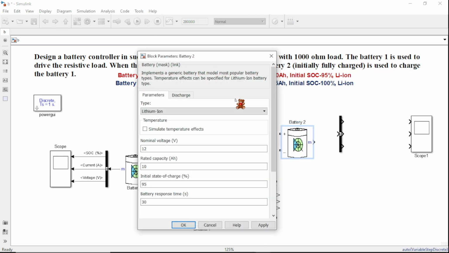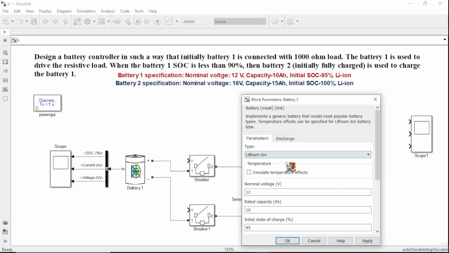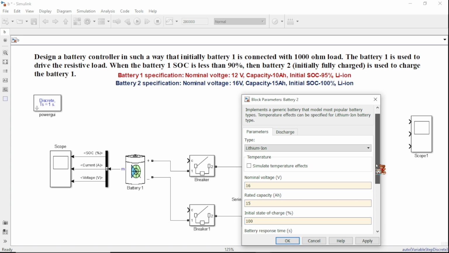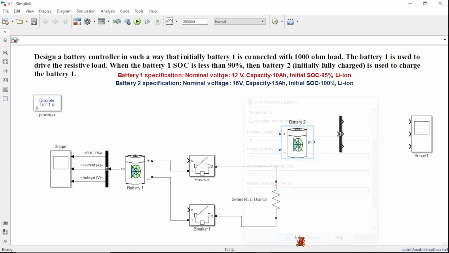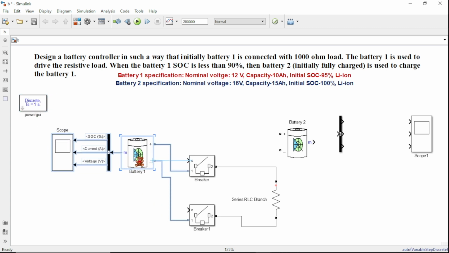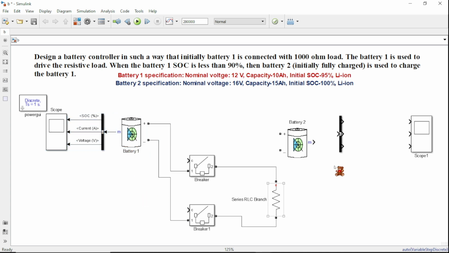Now I have to put the specifications. Here you can see I already chose the lithium-ion battery, and in the case of battery 2, the nominal voltage is 16 volt, rated capacity is 15 ampere hour, and the initial SOC is 100%. I am applying this one. Now the second battery portion is completed. I am just rearranging this one.